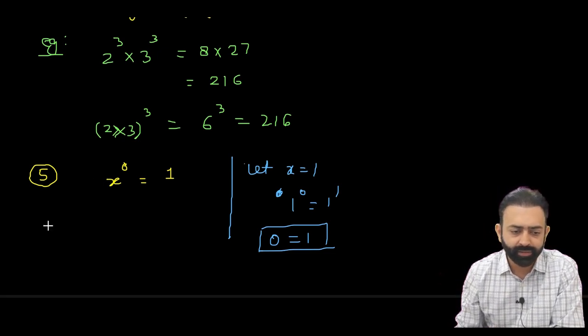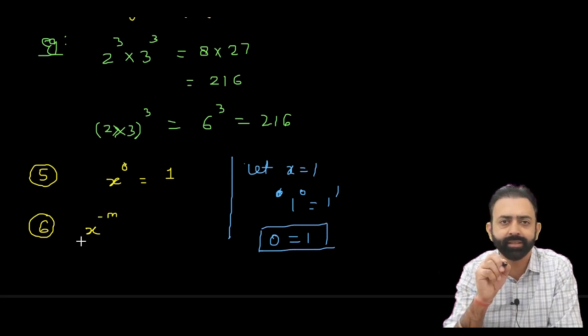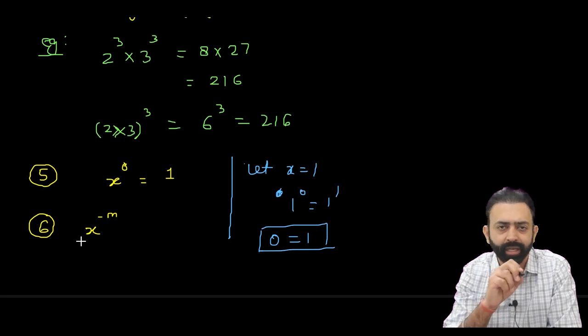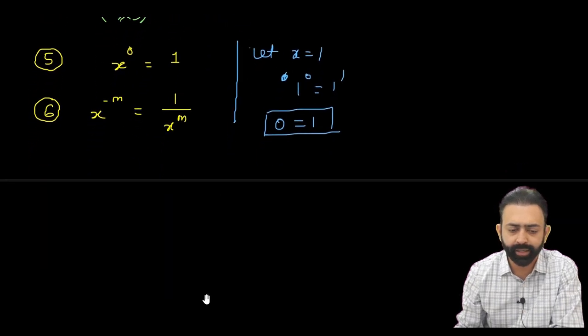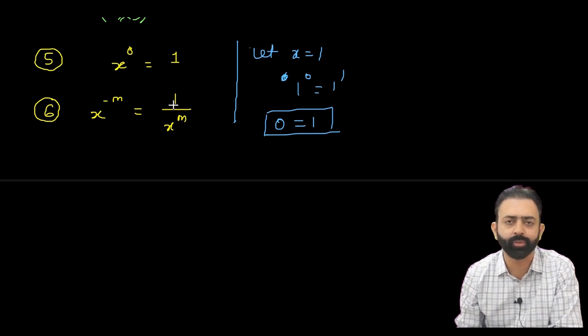All right. Then sixth law is: any number which is raised to power, let us say, minus m, if the index is negative. If the index is negative, the law says that it can be written as 1 over x raised to power m. Okay, what is the proof for this? Why x raised to power minus m is written as 1 upon x raised to power m?